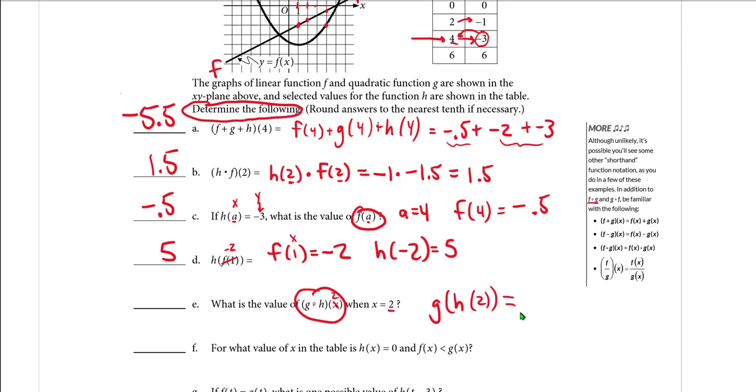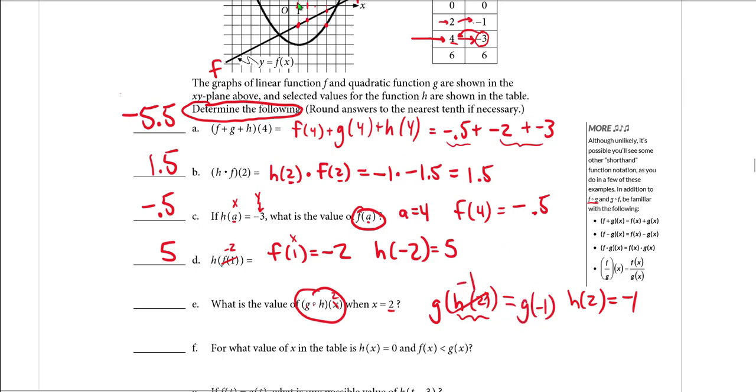And very simple, h of 2, going to go into, again, inside function first. I'm going to write this over here. H of 2, I can see that right there. When x is 2 in the h function, the output is -1. So now all of this just becomes -1, and I have g of -1.